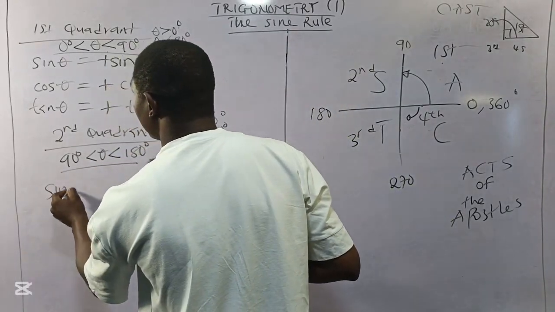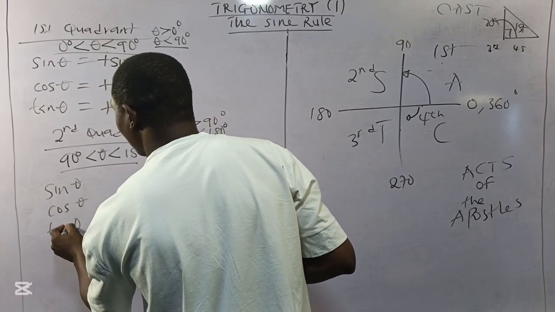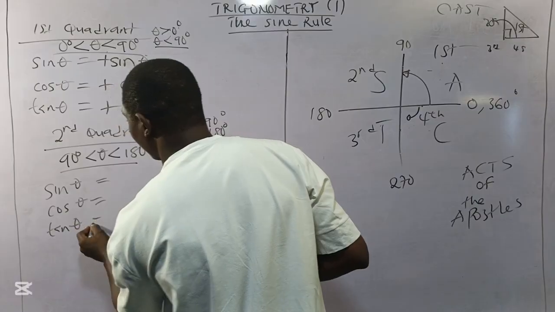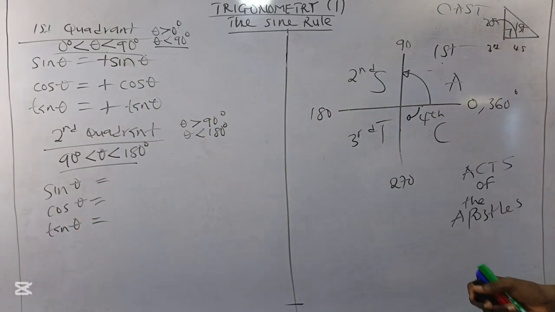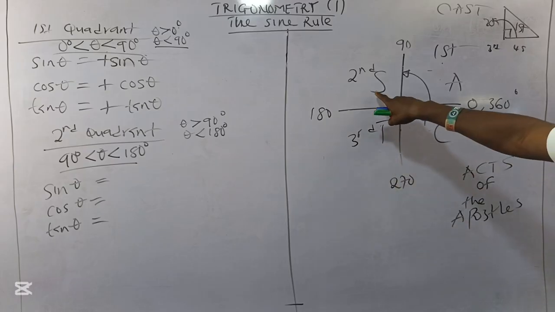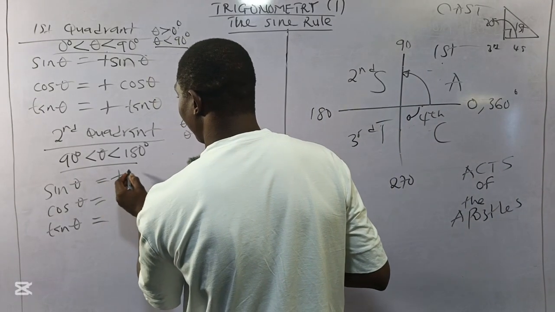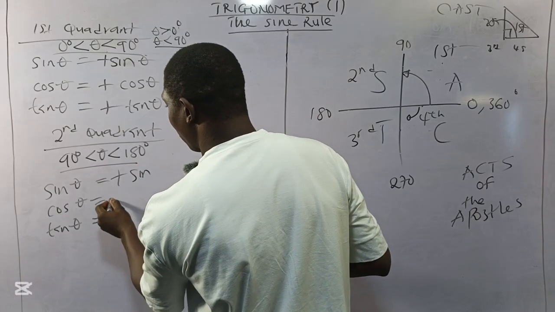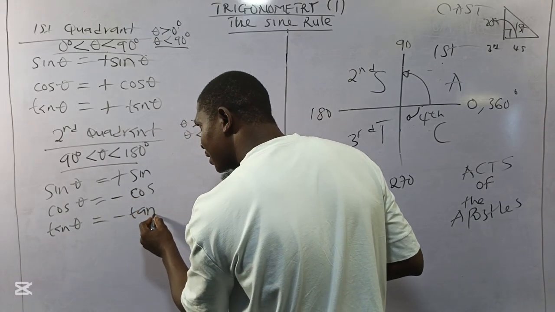Now, I have sine theta, cos theta, and tan theta. So for our second quadrant, remember, what is only positive here is sine. So here we have plus sine, here we have minus cos, and here we have minus tan.